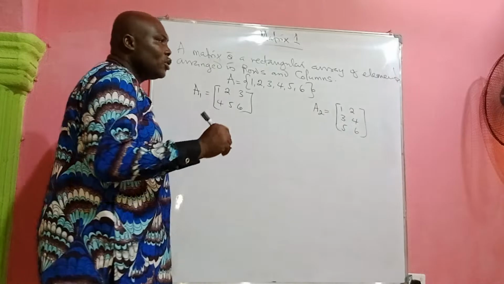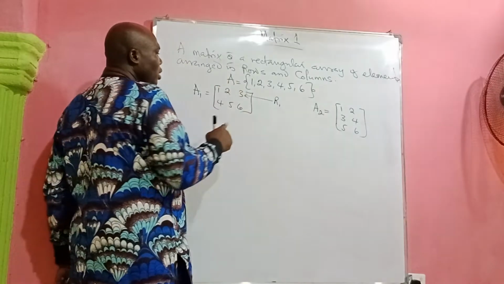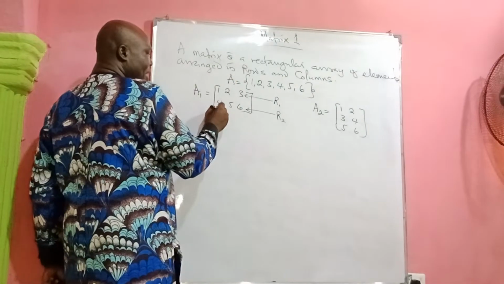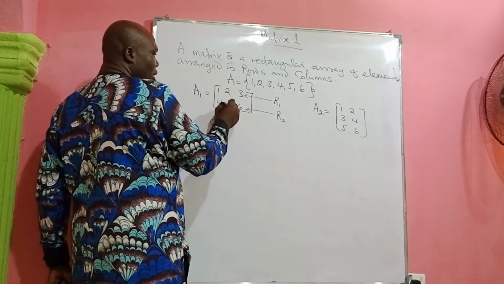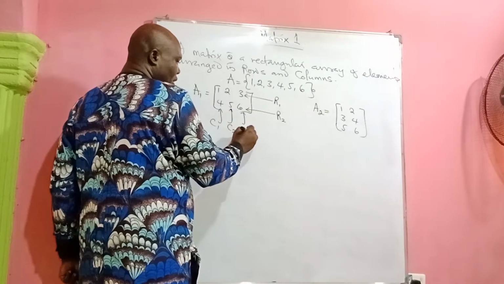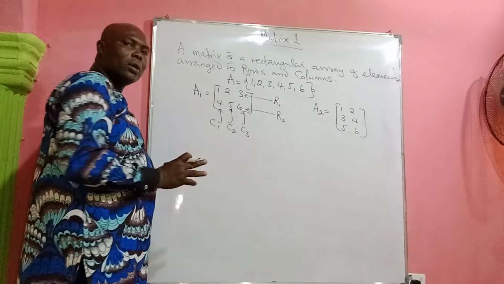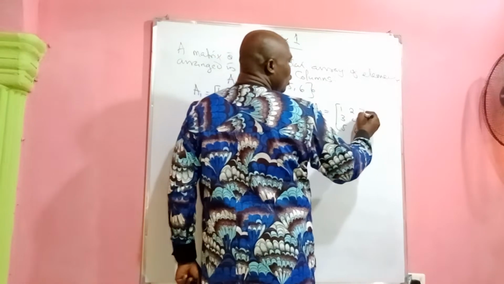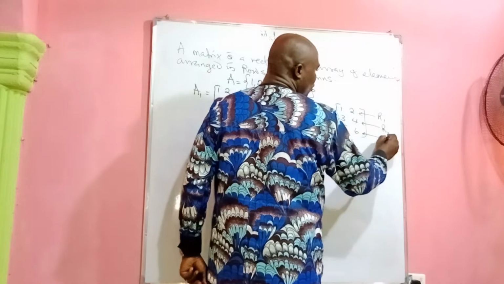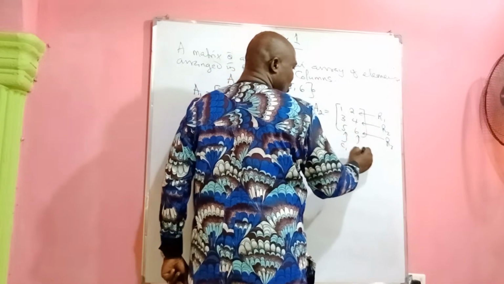Now, it's important you know that the first horizontal here is row 1, the first row. The second horizontal here is row 2. And then here, the first column, that's the vertical, is column 1. The second column here, the vertical, is column 2. And the last column here is column 3. It therefore means that this A1 is arranged into 2 rows and 3 columns, whereas A2 is arranged into 3 rows, this row 1, this row 2, and this is row 3, and then 2 columns. This is column 1, and this is column 2.